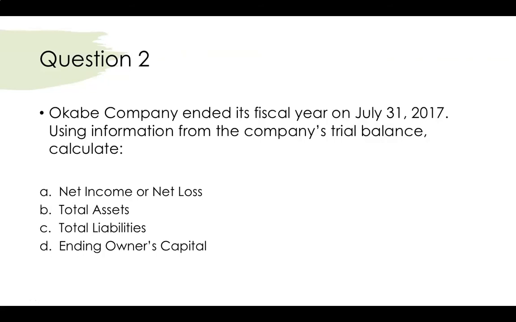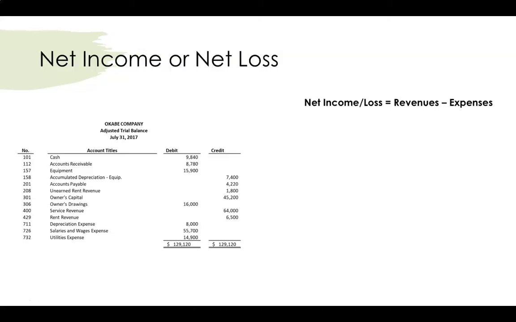Now, if we take a look at this next question, it's going to give us a trial balance, and we need to calculate the net income or net loss, our total assets, total liabilities, and our ending owner's capital. So there's our trial balance over on the left side. Now, we just mentioned that your net income or net loss is your revenues minus expenses. So the first step here is to figure out what are our revenues. So we have two revenue accounts. We have service revenue and we have rent revenue.